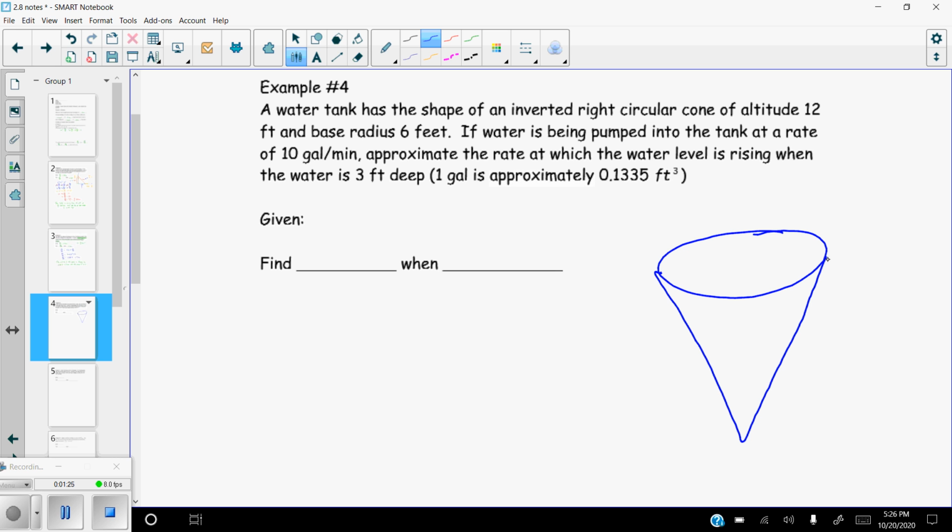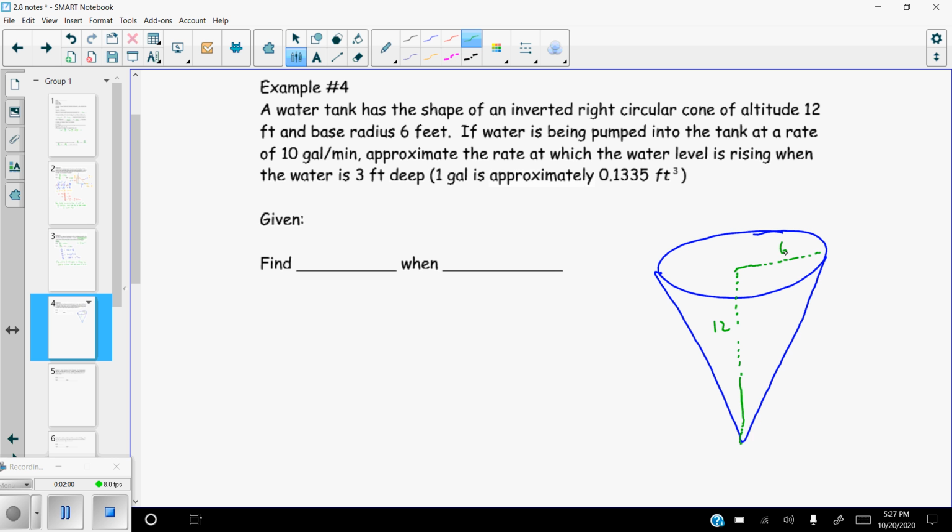And it says that the altitude, which is just a fancy name for the height, is measured from the vertex of the cone, perpendicular to the base. And the base here is on the top because of the fact that it's inverted. And it also says it has a base radius of 6. Well, the base radius goes from the center of that circle out to the edge. So we know that the altitude of this thing is 12. That was the height. The base radius is 6. Okay, so they've given that to us. That's at least a good start.